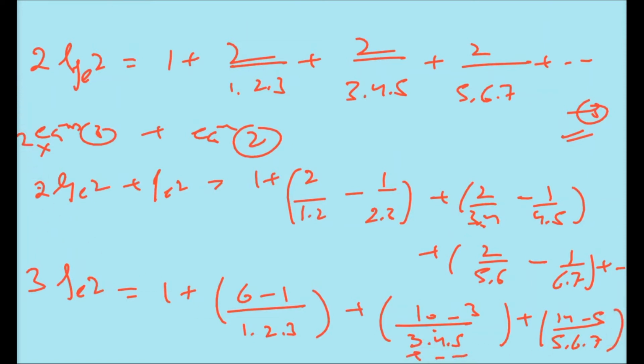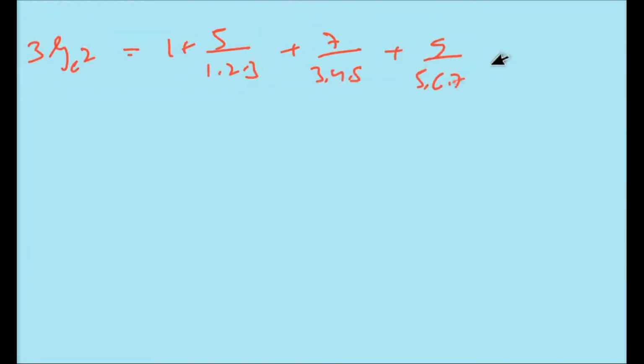So we get the next equation: 3 log e base 2 equals 1 plus 5 upon 1·2·3, plus 7 upon 3·4·5, plus 9 upon 5·6·7, and so on. This equation also we have to learn. Now, if equation 2 is multiplied by 2 and added to equation 1, then what do we get?